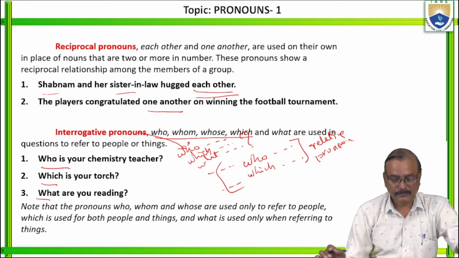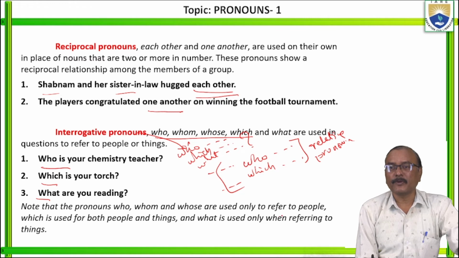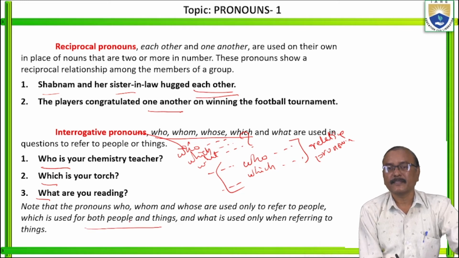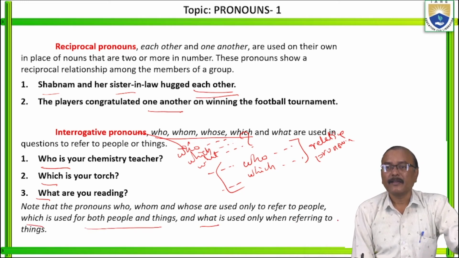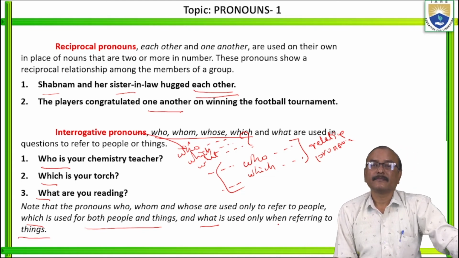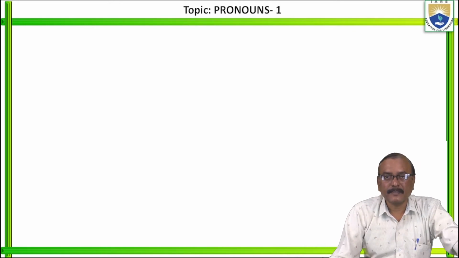Is it clear? Note that the pronouns who, whom, whose are used only to refer to people, which is used for both people and things. And what is used only when referring to things. Right? Okay. Next.